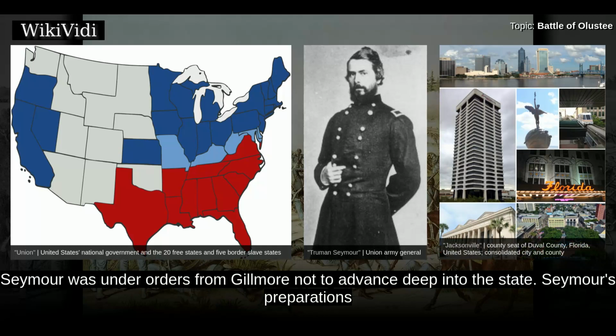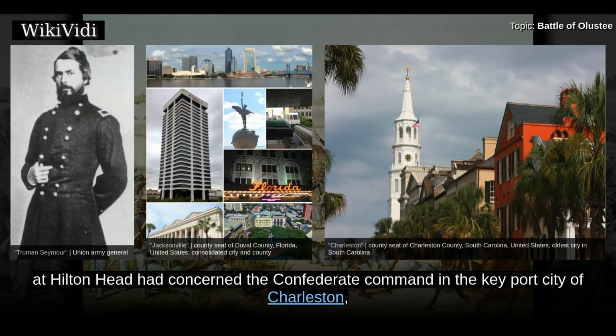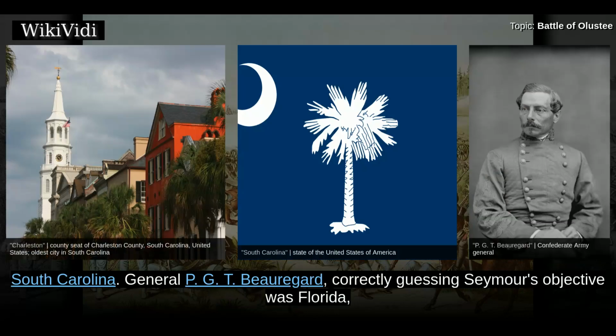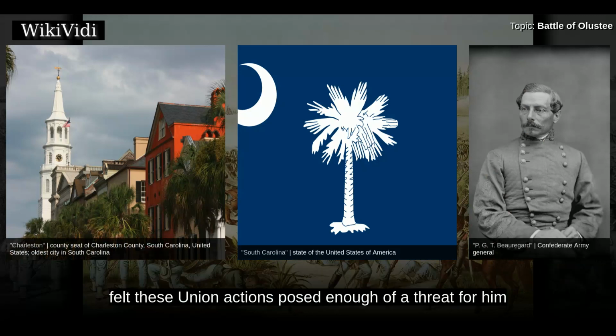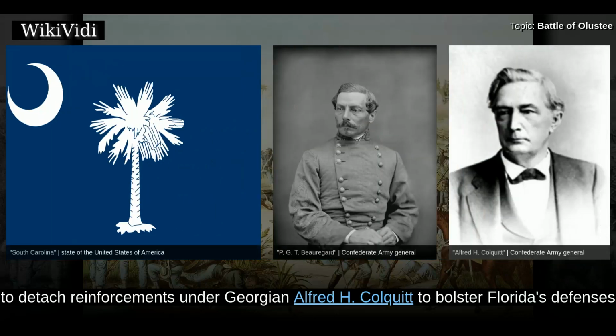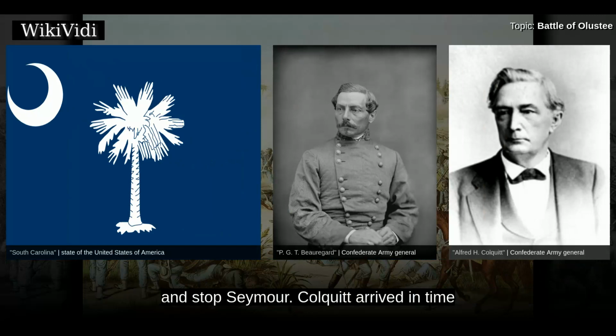Seymour's preparations at Hilton Head had concerned the Confederate command in the key port city of Charleston, South Carolina. General P.G.T. Beauregard, correctly guessing Seymour's objective was Florida, felt these Union actions posed enough of a threat for him to detach reinforcements under General Alfred H. Colquitt to bolster Florida's defenses and stop Seymour.